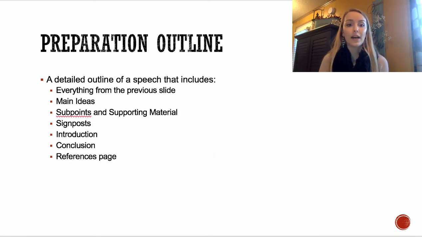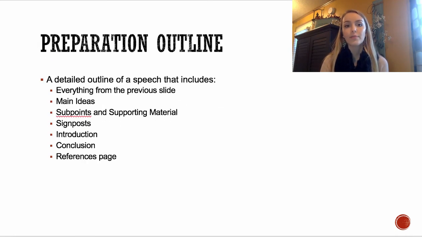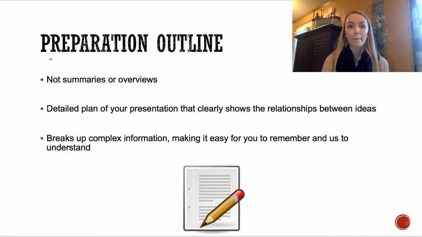So the preparation outline is a detailed outline of a speech that includes everything from the previous slide, so all this stuff at the top of your page. Then you're going to have main ideas, subpoints, and supporting materials underneath those main ideas, signposts to introduce, transition, and summarize, your introduction and conclusion, and again, eventually a reference page citing these supporting material facts, okay?